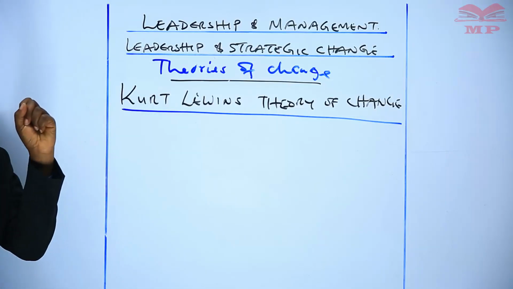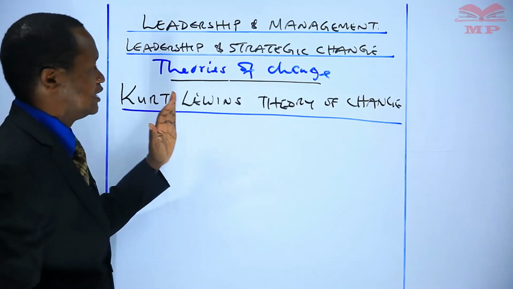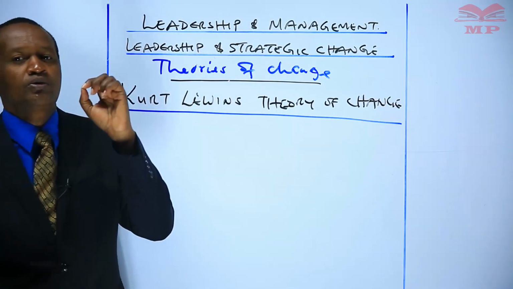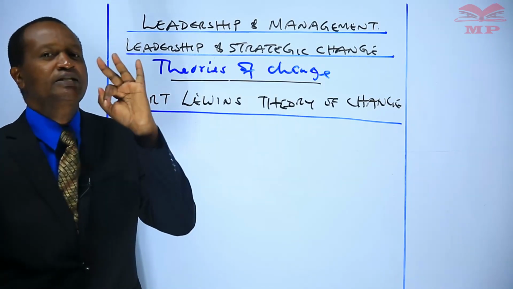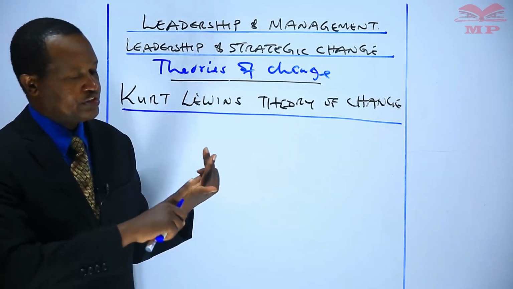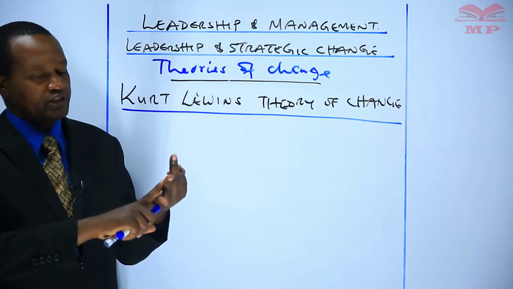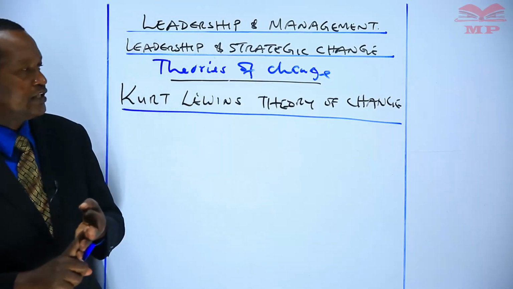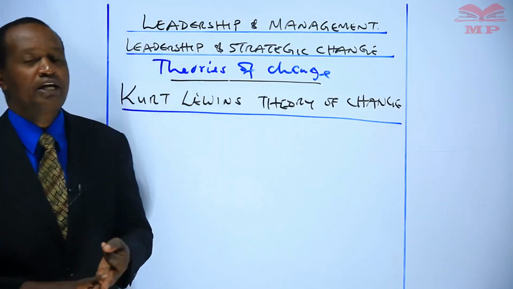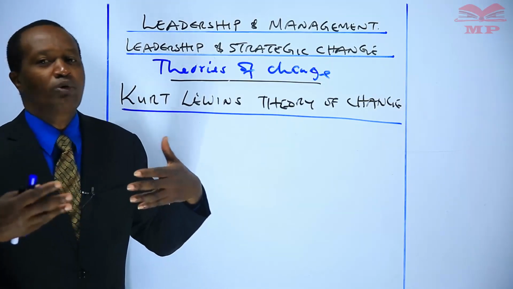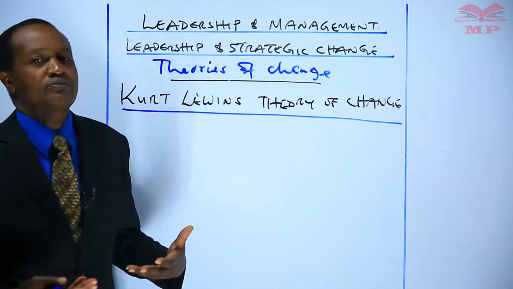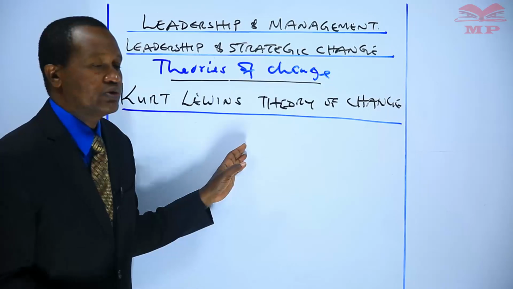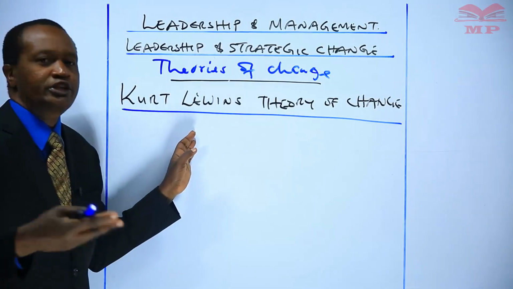There are three main stages in Kurt Lewin's theory of change. It's a very simple model. I repeat, the pre-change stage, number two, the during change stage, and the post-change stage. And because of its simplicity, candidates, many organizations choose to follow the model when implementing change because it helps companies better understand organizational and structural change.